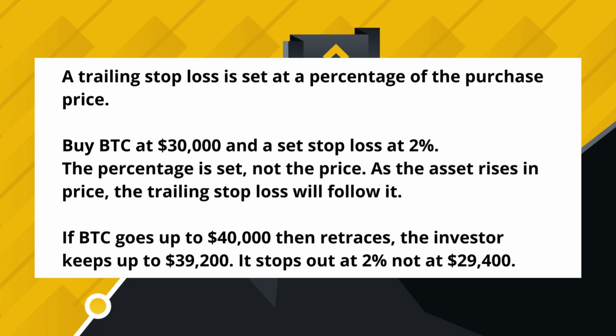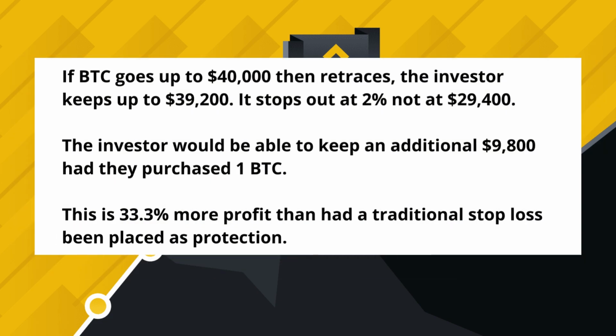If Bitcoin goes all the way up to $40,000, then retraces, the investor gets to keep $39,200. It stops out at that 2% mark, not sliding all the way back down to the $29,400 mark. The investor would be able to keep an additional $9,800 in this example had they purchased an entire Bitcoin.